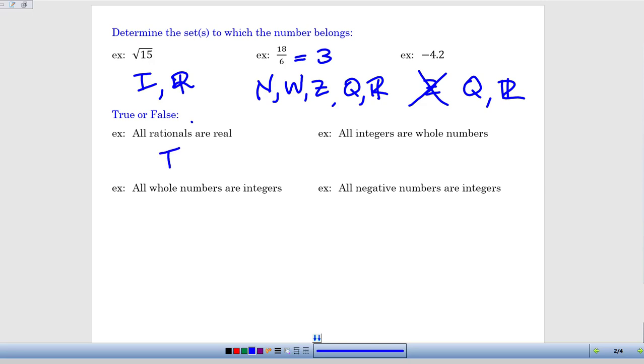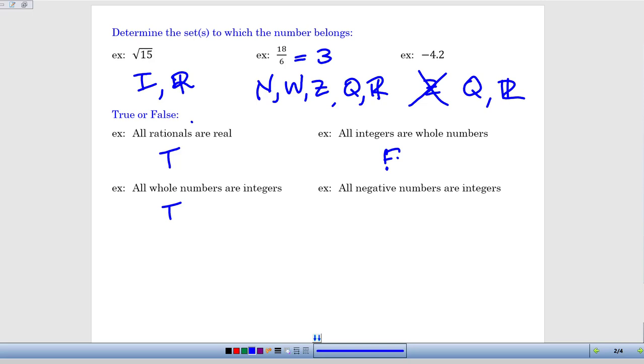All integers are whole numbers. Well, if we go back to our Venn diagram, the integers are a larger set than the whole numbers. Whole numbers are just 0, 1, 2, 3, 4, 5, whereas the integers include negatives. So this statement, as it's stated here, is false. However, if we reverse that and say that all whole numbers are integers, now yes, all the whole numbers 0, 1, 2, 3, 4, 5 fit within the set of integers. So by reversing it, we turn it into a true statement.